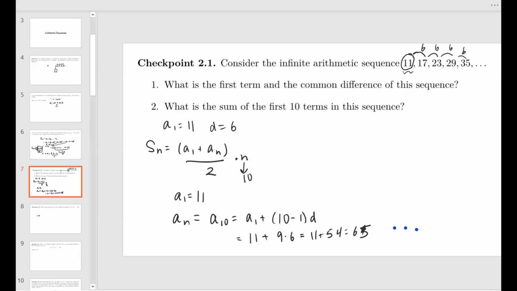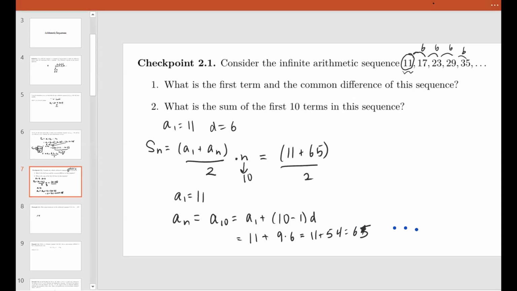So then this is equal to (11 + 65) over 2 times 10. So 65 plus 11 would be 76, and then times 10 over 2, which is 5. This is equal to 350 plus 30, which is 380. So that gives us the sum of the first 10 terms of this arithmetic sequence.